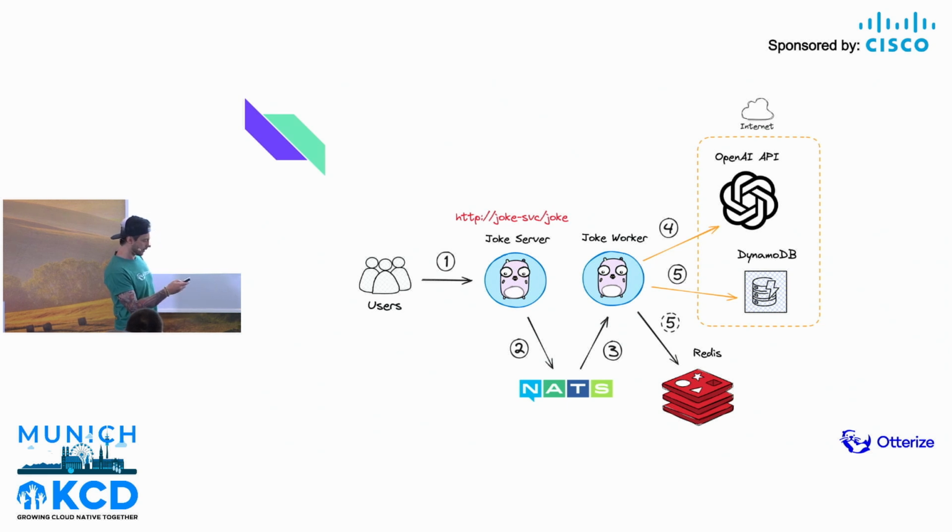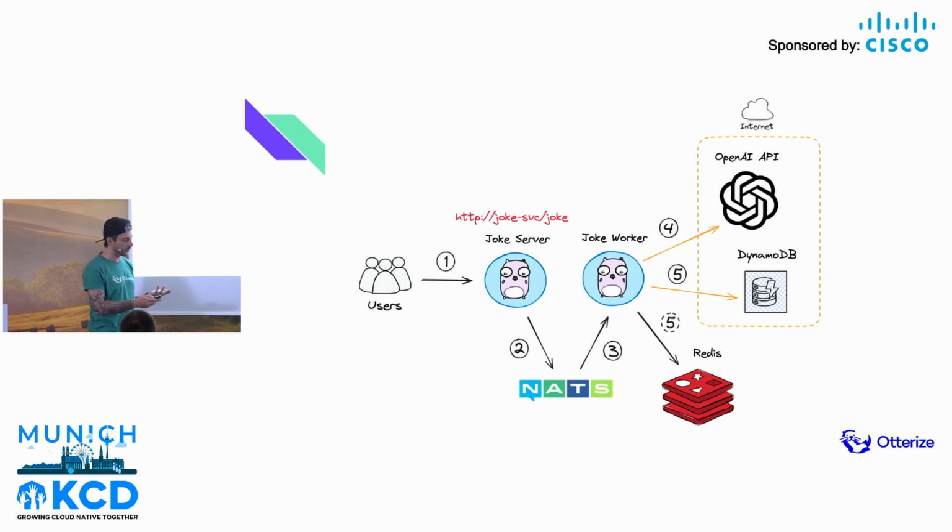So the joke service, this is the API that you call as a user. Then the joke server publishes the message on NATS, which gets picked up by the joke worker. The joke worker then connects to the OpenAI API to request the joke with chat completion, and stores it in DynamoDB as well as in Redis, right?